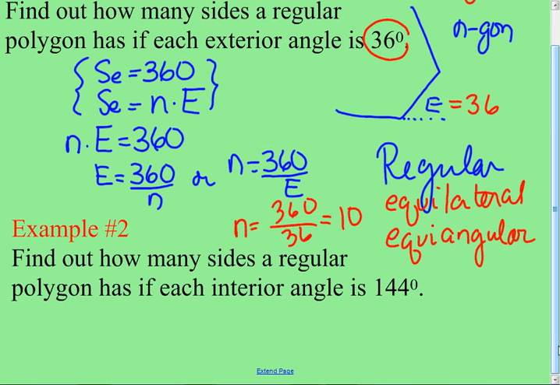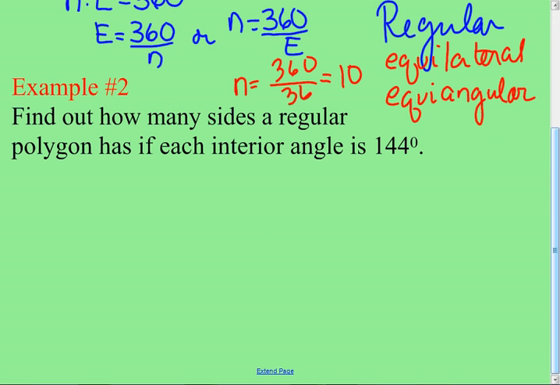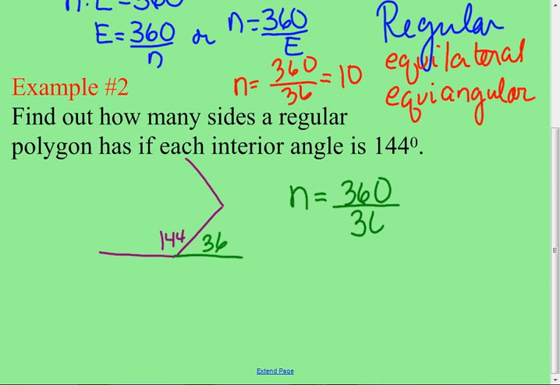Okay, let's look at the second one. How many sides does a regular polygon have if each interior angle is 144? Well, if I don't know what to do, I'm going to draw a little picture. This is 144. I could work with this formula, which is much harder, or I could work with the exterior angle. How big is the exterior angle then? 36. We just did that problem, didn't we? Yep. The number of sides is equal to 360 divided by the measure of the exterior angle. So n equals 10. So still a decagon.